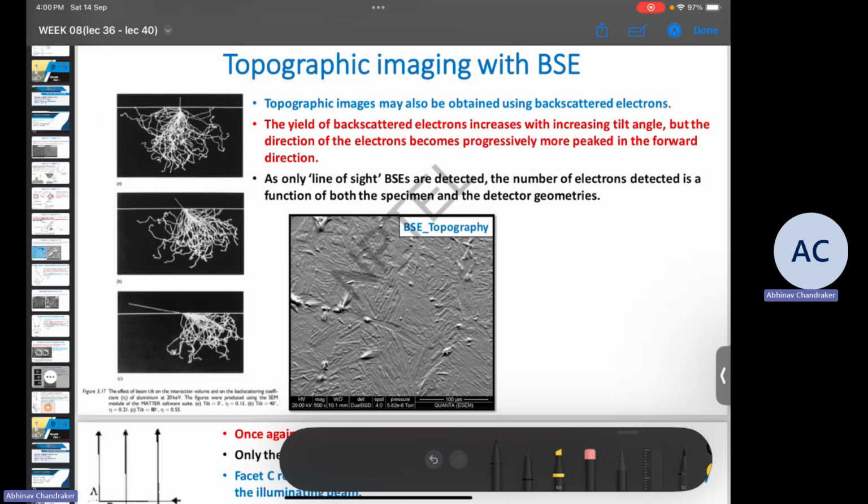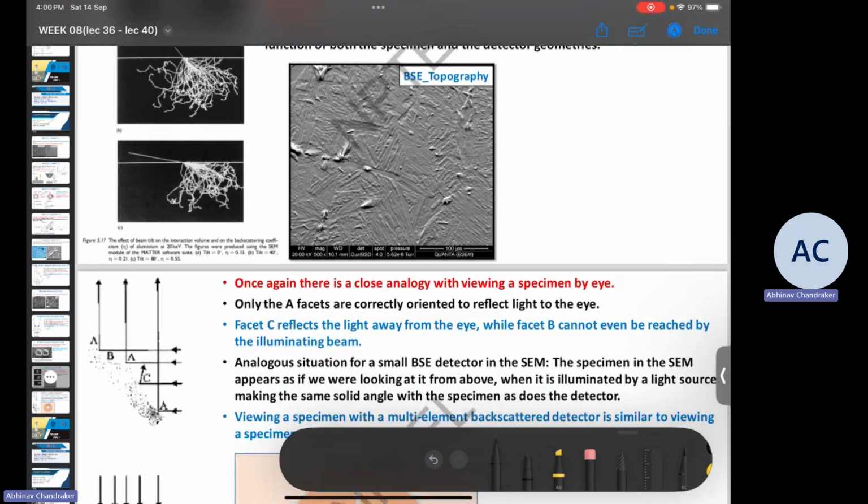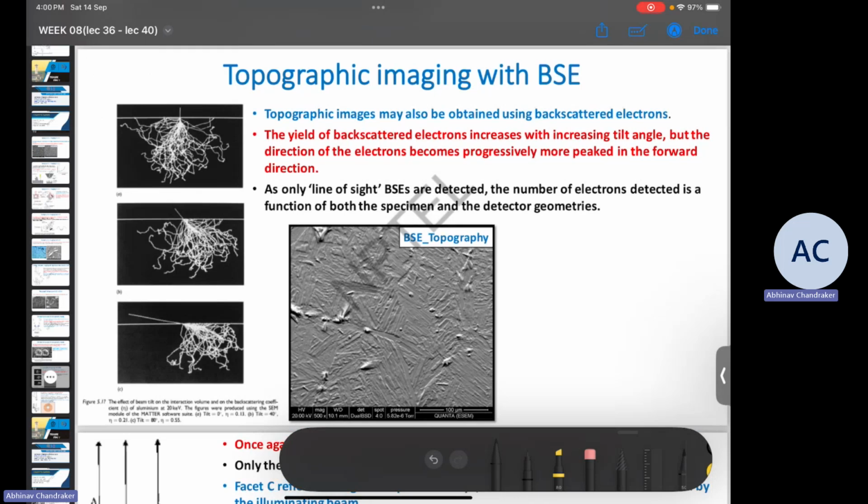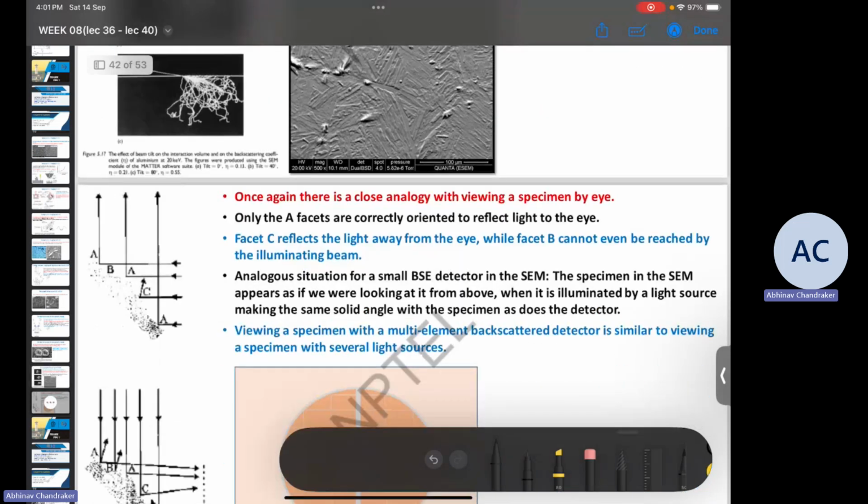So just like in the case of human eye, where only that light which is leaving from the object and is in the line of sight of our eyes can be detected, similarly in SEM, only those BSEs are detected which are in the line of sight of the detector. As a result, those areas in the specimen from which more BSEs are coming out, which are in the line of sight of the detector, will produce a brighter contrast in the image, while those regions from which fewer BSEs are coming will appear darker. As a result, some kind of topography can be generated using BSEs.